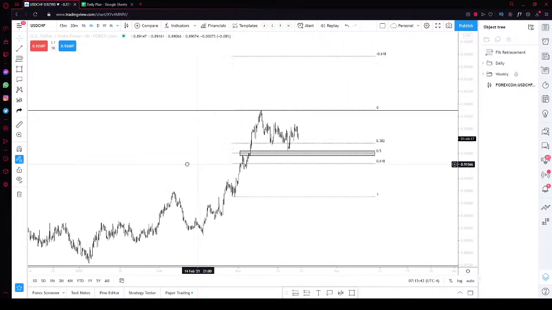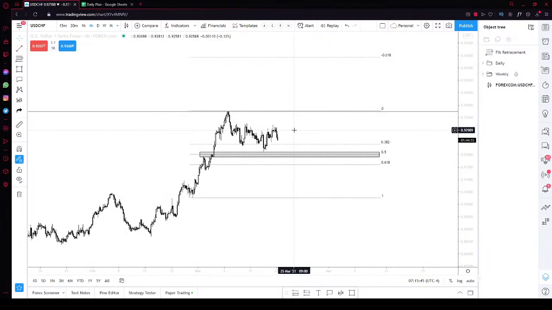On the daily, there's not really a prime setup that I'm looking for particularly there. If it does break below the 61.8, I will look at this level. This is a level that I'm interested in to actually buy at, and that level is 90.45.